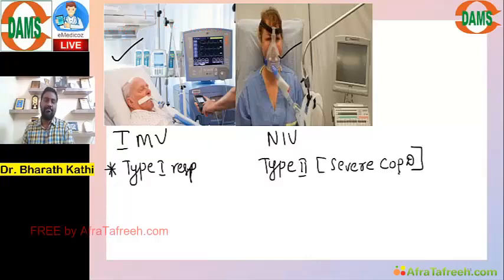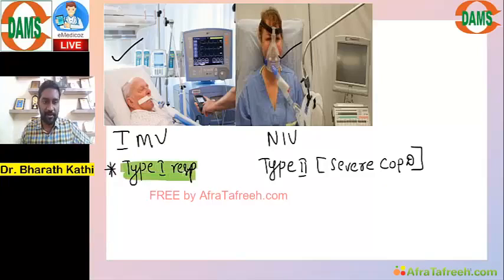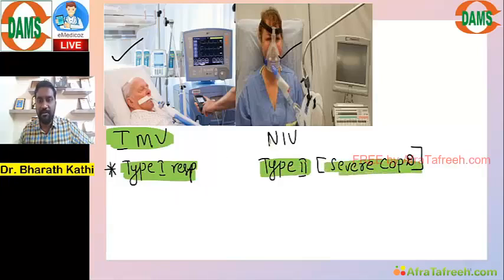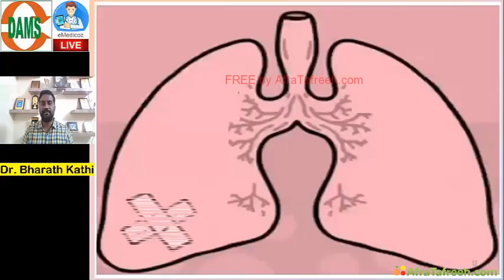When a patient with respiratory failure is not improving with conventional management, if it is type 1 respiratory failure, we generally go for invasive mechanical ventilation. If it is type 2 respiratory failure, especially severe COPD, we first try non-invasive ventilation. If the patient is not improving, then we can go for invasive mechanical ventilation.